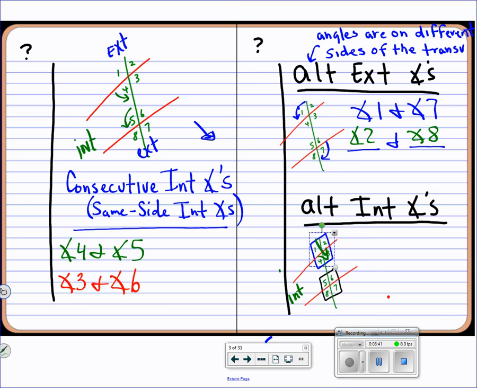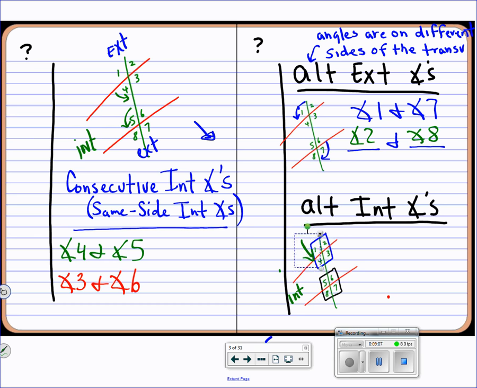Now 4 and 3 fit that category. One is on one side, one's on the other, and they're both interior angles. But we already have a name for that pair of angles. We don't need to be coming up with a different name. That's called the linear pair. So certainly, if we looked at 4 and 3 as alternate interiors, we're pulling them both from the same group. We always want to pull one from this group and one from this group.